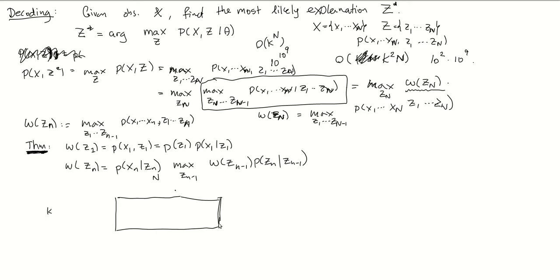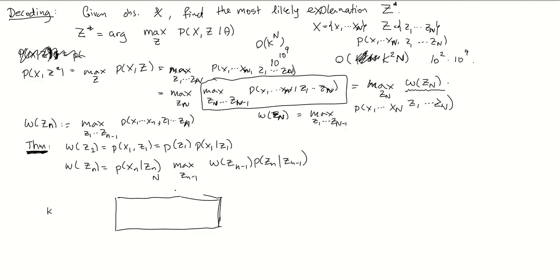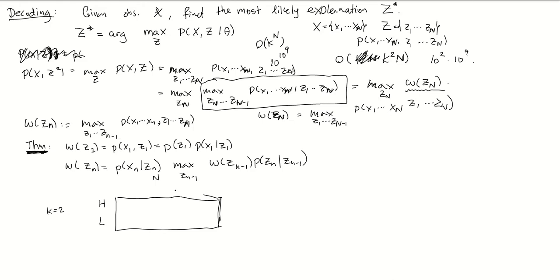So maybe let's actually just do an example. Let's continue the example we had over here, where the possible hidden states were high pressure and low pressure. So K would be 2. So I'd have high pressure and low pressure, and then I would have 7 observations. So I'd have sunshine, rain, rain, rain, sunshine, rain, rain. So this will look like this.